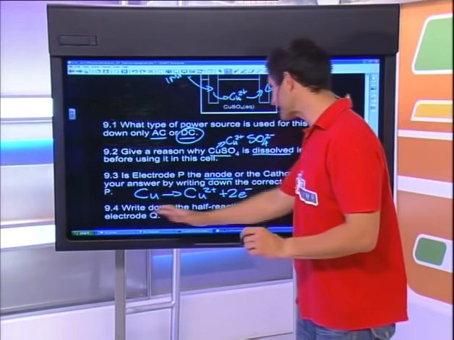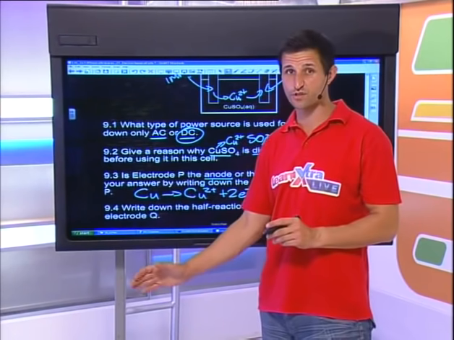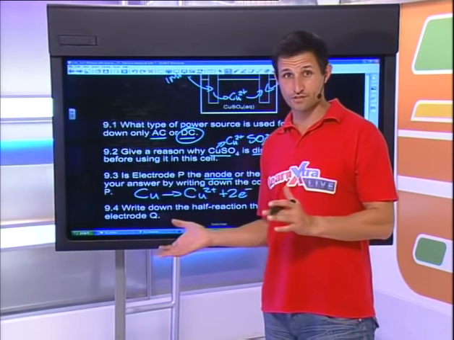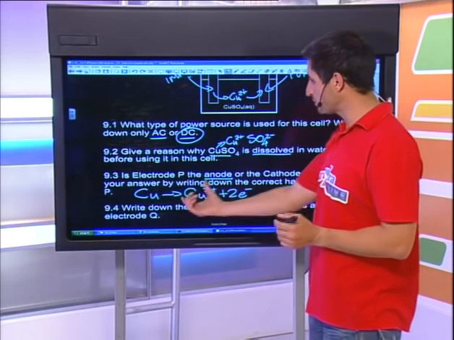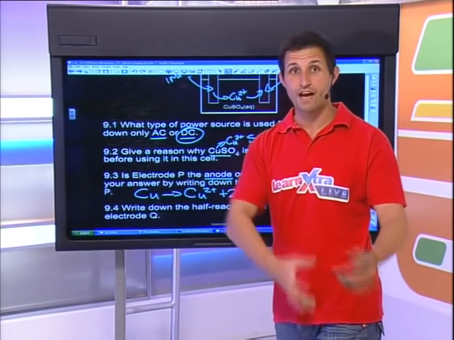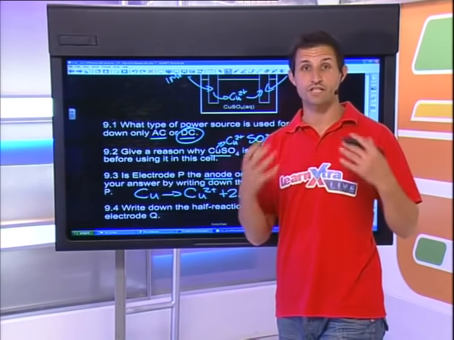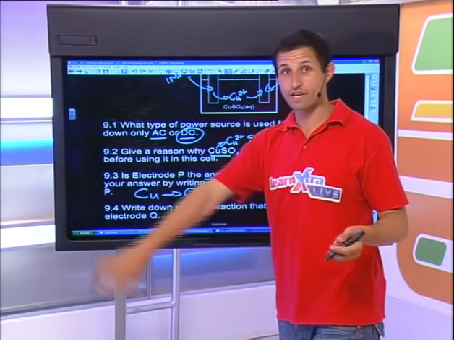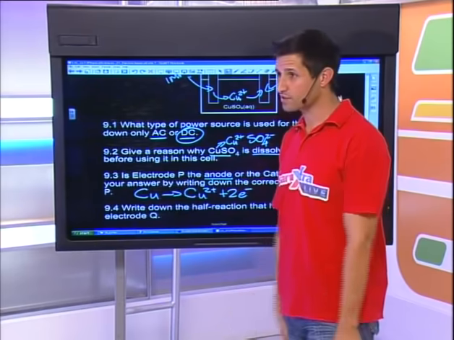Now just quickly, writing down the half reaction that happens at electrode Q. Guys, we're running a little bit short on time, but you can imagine that if I put copper into the solution as ions, I need to take the ions out by changing them back into copper and leaving everything else behind. I think that's all we've got time for today.